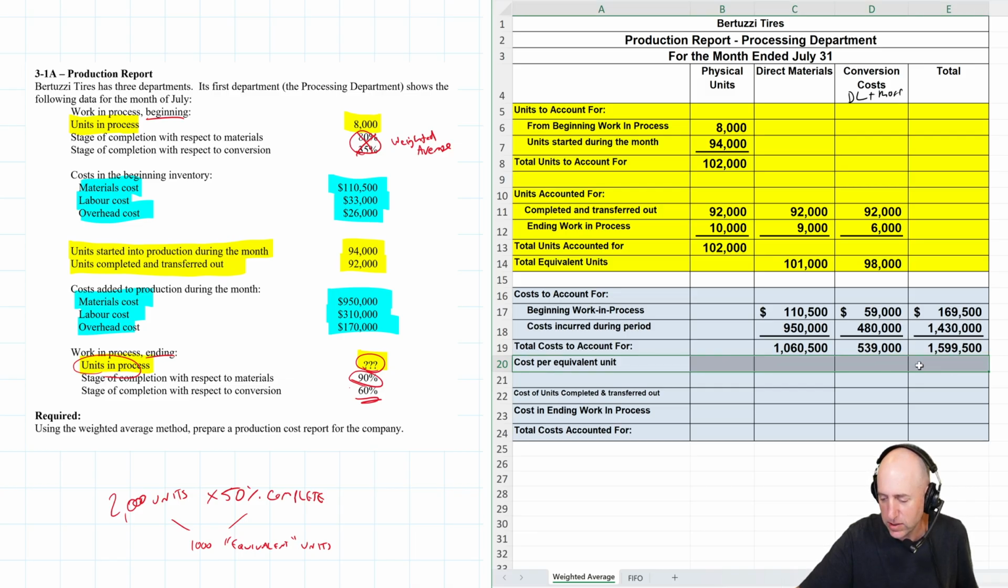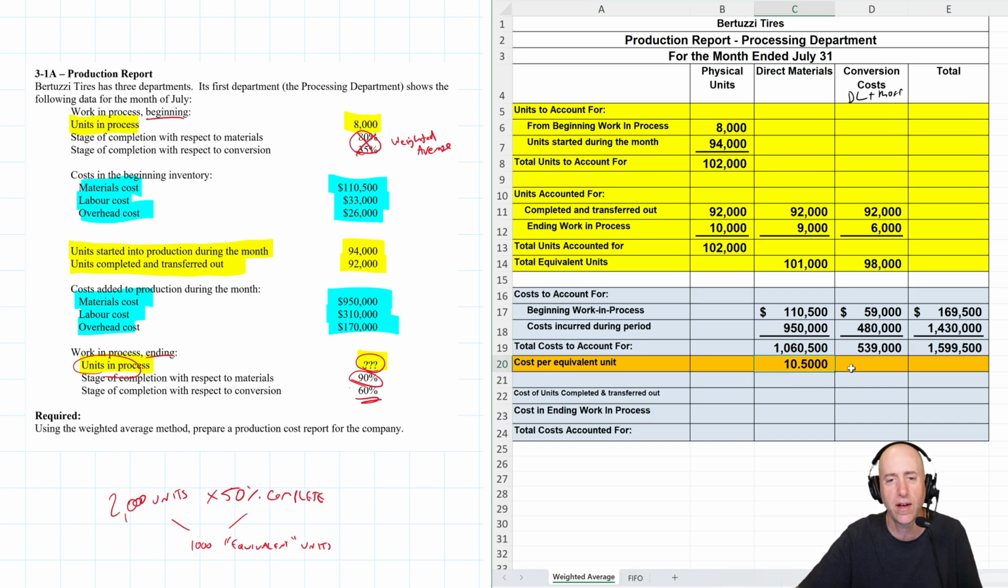Cost per equivalent unit, this is the most important line on the table, at least as far as I'm concerned. It's the most interesting one as a manager. You made 100,000 units approximately during the month. What was the cost? Well, the material cost, so you take the cost, 1,060,500, divided by the equivalent units, 101,000, and you get a cost per unit, right? That's the cost per equivalent unit, total costs divided by total equivalent units, it's 10.5.